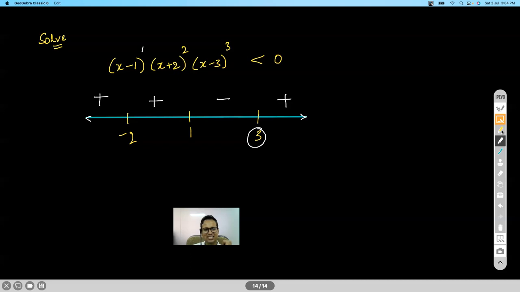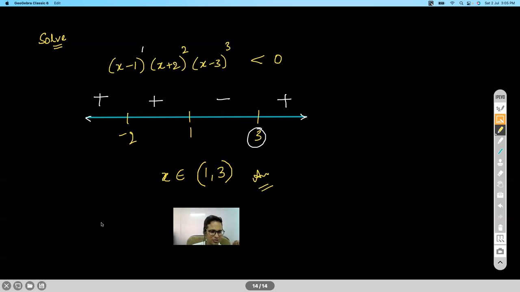Correct? Okay. So if I have to say which interval is less than 0, less than 0 means negative. So I've only written negative in the interval 1 to 3. There's no other interval where I've written a negative sign. And please note, since you cannot have this expression equal to 0, 1 cannot be included. And you also cannot include 3 because that will make it 0. So your answer to this question is the open interval 1 to 3.